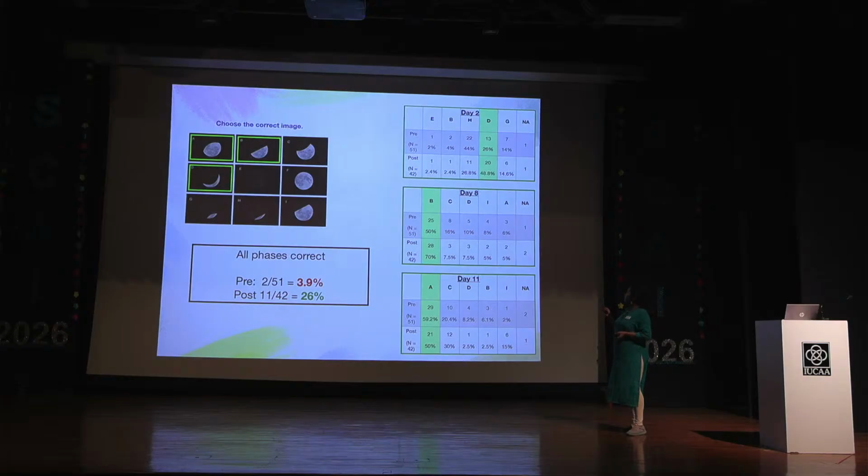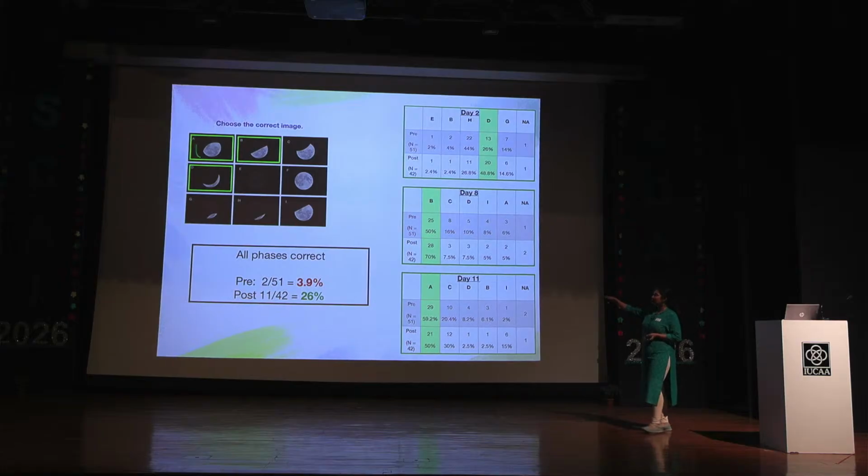Then we asked them what happens at day 2. What does it look like on day 2 if day 1 is the new moon? This is the correct answer. Only 26% of teachers could answer this correctly before the workshop, and it rises to about 50% after. For day 8, which is the half moon, 50% and 70%. For day 11, somehow it was about 59% before and 50% later. So apparently they got even more confused.